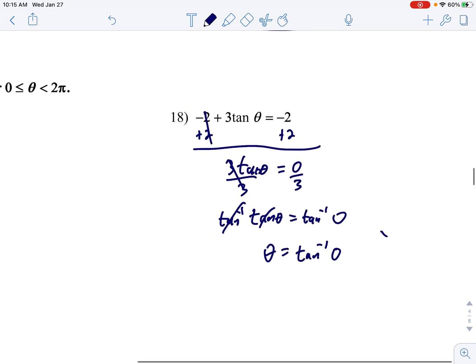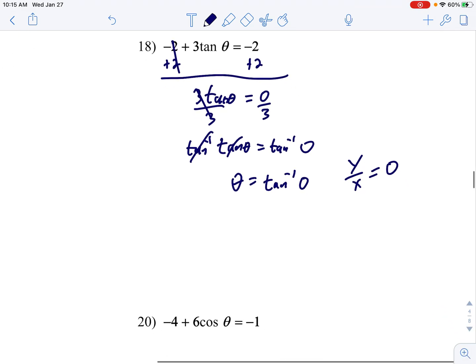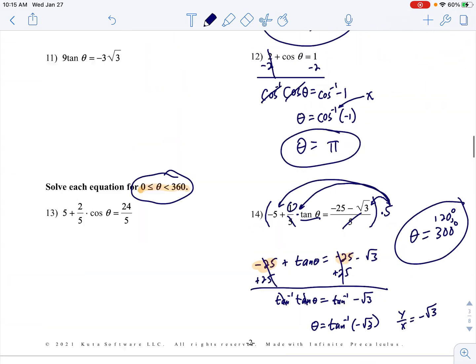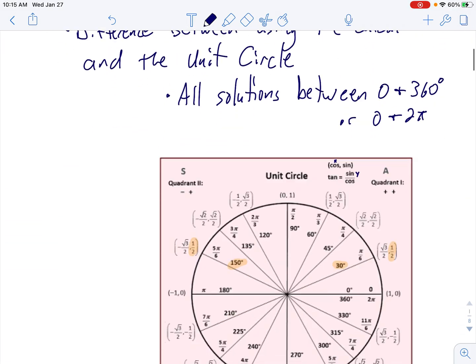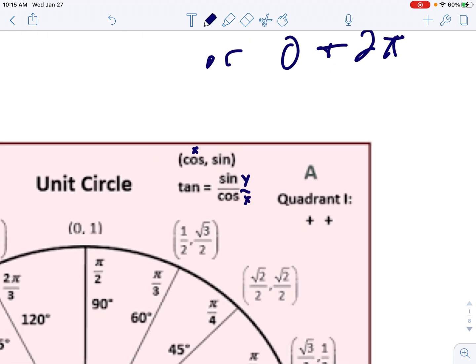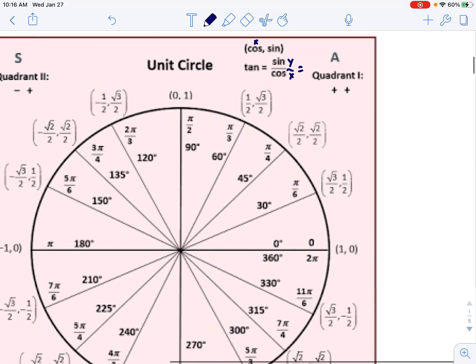So again, tangent is y divided by x. We want to find a y divided by x that equals 0. The only way for this to happen is to have a 0 on top and some other number on bottom. So go up to our unit circle, find any angle that's going to give us a 0 on top. Tangent is y divided by x. If we want this to equal 0, we need the y value to equal 0. So that's going to happen right here and right here.